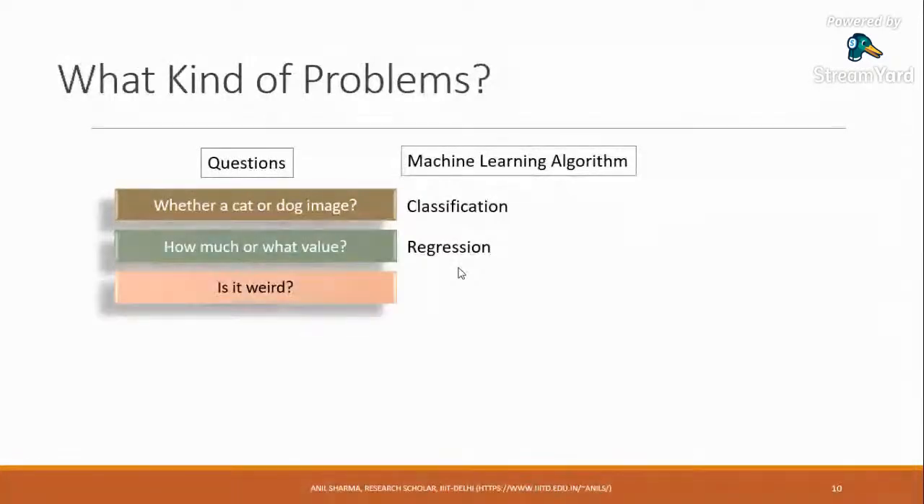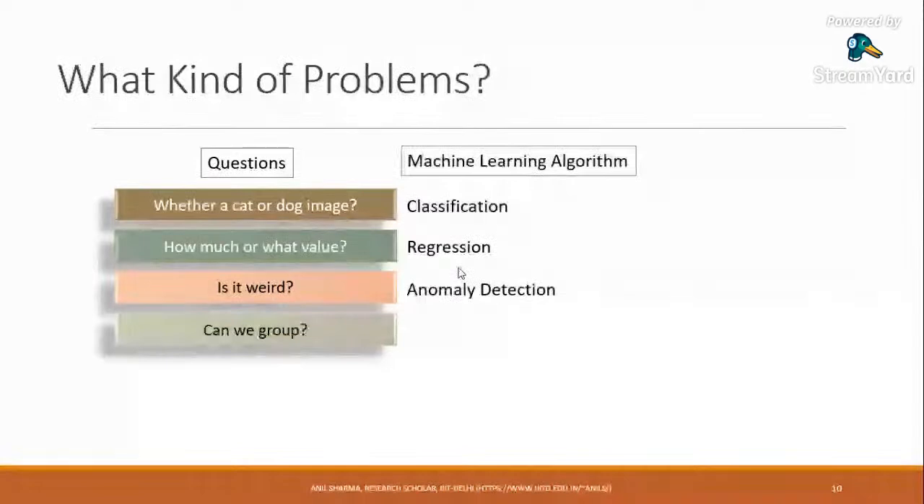Is it weird? For example, if we are looking at the data and we say there is something weird in this, these are anomaly detection approaches. Can we group that? If we have data, we can ask whether we can group the data into multiple categories based on some criteria. These algorithms are clustering algorithms.